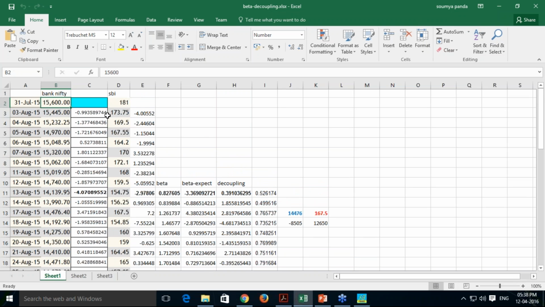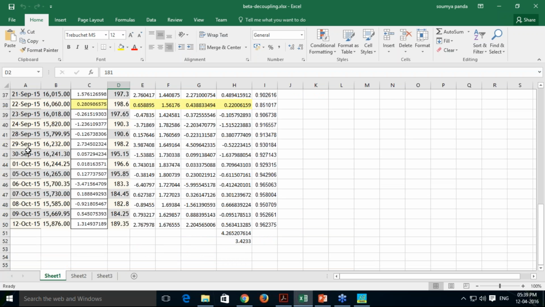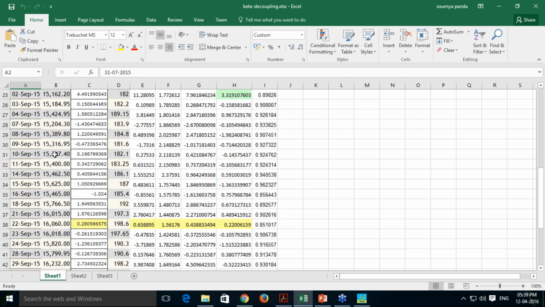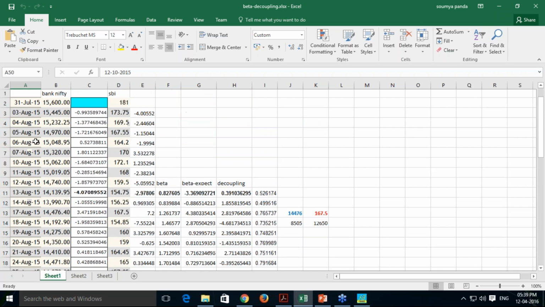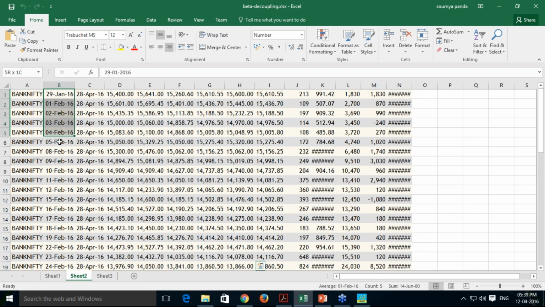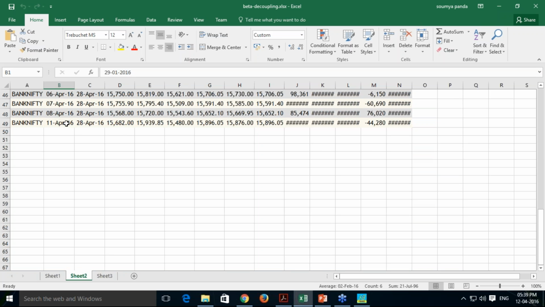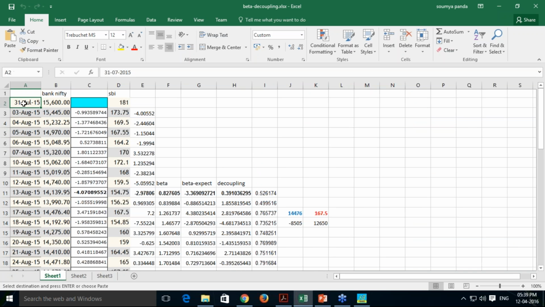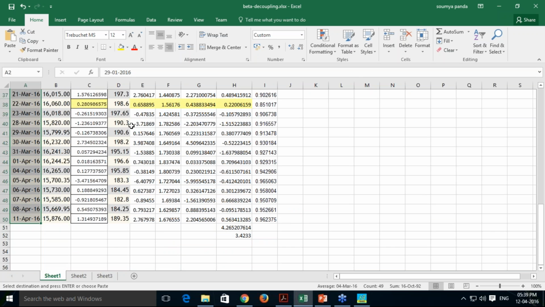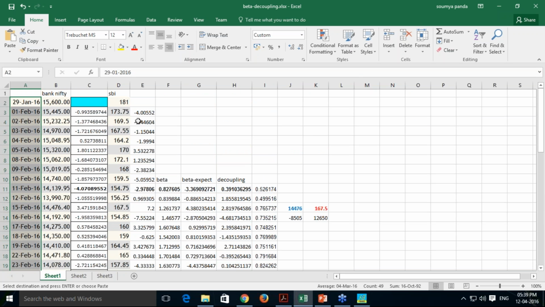I have taken Bank Nifty and State Bank of India, for the past 3 months of records, Bank Nifty future and State Bank of India future. I have taken the data from 29th January 2016 to 11th April 2016. I have to update this date. So 29th January 2016 till date I have taken it. Let us see what happened.